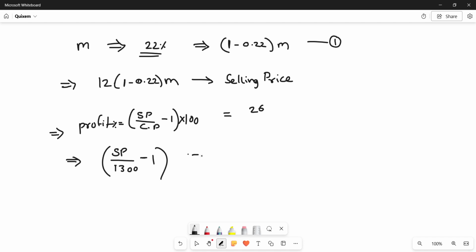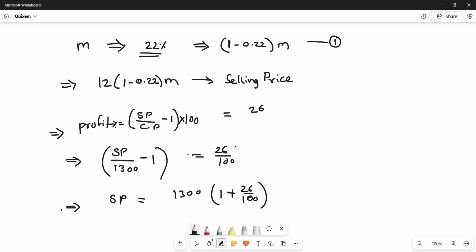will be equal to 26 by 100. Now rearrange each of these terms. This will give us selling price equal to 1 plus 26 divided by 100, into 1300.